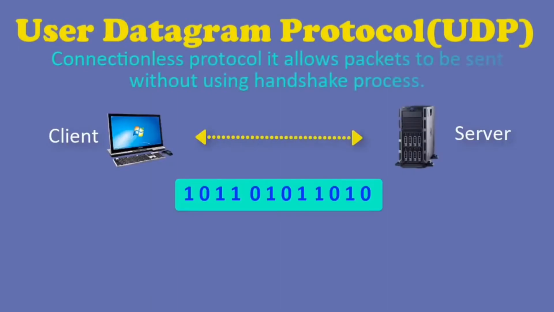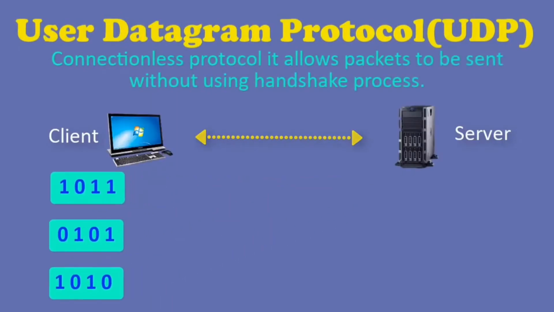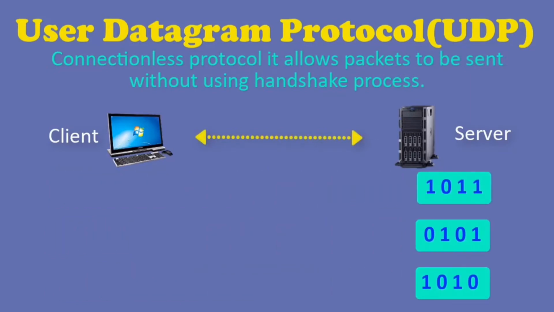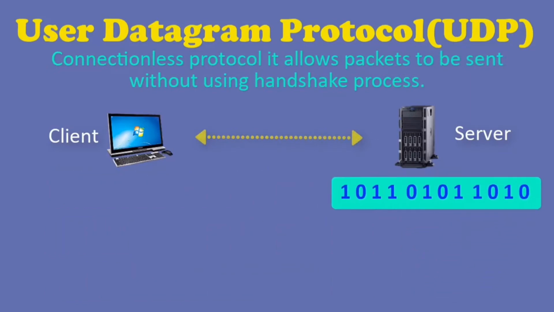Next is User Datagram Protocol or UDP. It is a connectionless protocol which allows packets to be sent without using handshake process. It is typically used to transfer small amount of information.